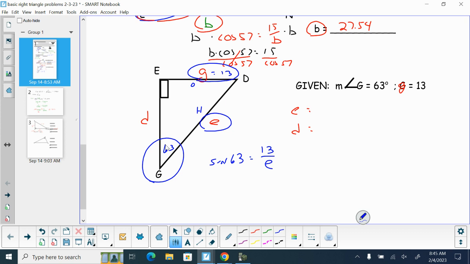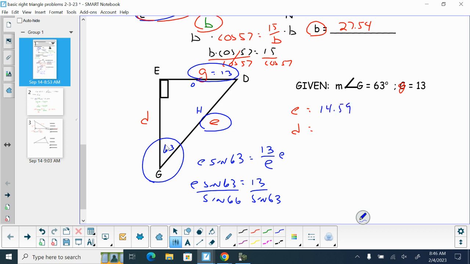Once again, the variable's in the denominator, so this gives you one extra step. We multiply both sides by e, so we have e sine of 63 is equal to 13, and then divide by sine of 63. So we have 13 divided by sine of 63, which should come down to 14.59 for E.